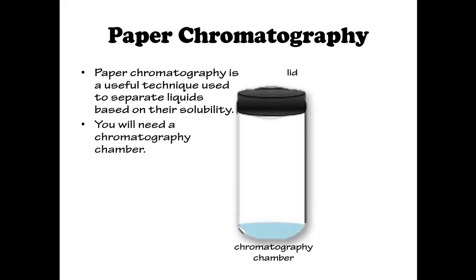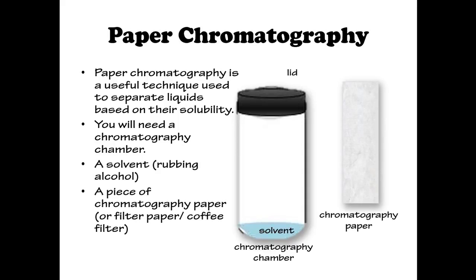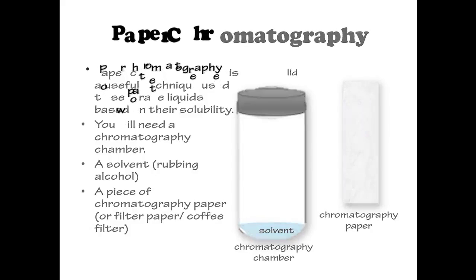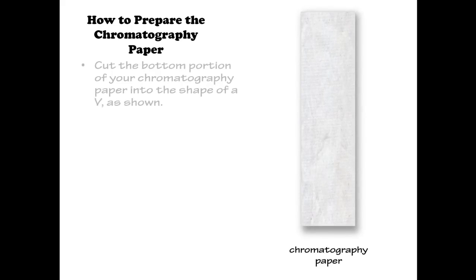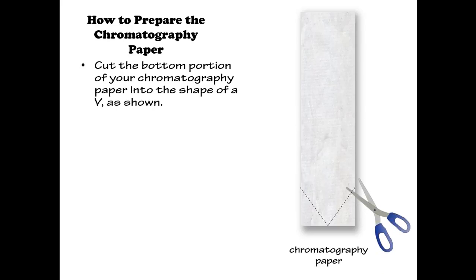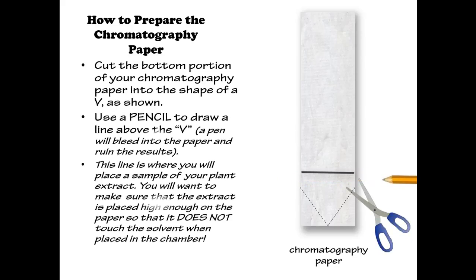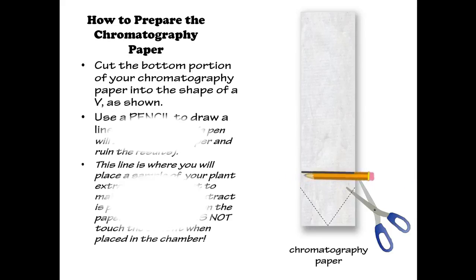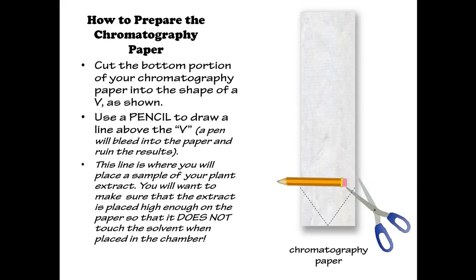Paper chromatography is a useful technique used to separate liquids based on their solubility. You will need a chromatography chamber, a solvent, and a piece of chromatography paper. Prepare your chromatography paper by cutting the bottom portion of your chromatography paper into the shape of a V. Next, you will use a pencil to draw a line above the V. Don't use a pen because a pen will bleed into the paper and will ruin your results.